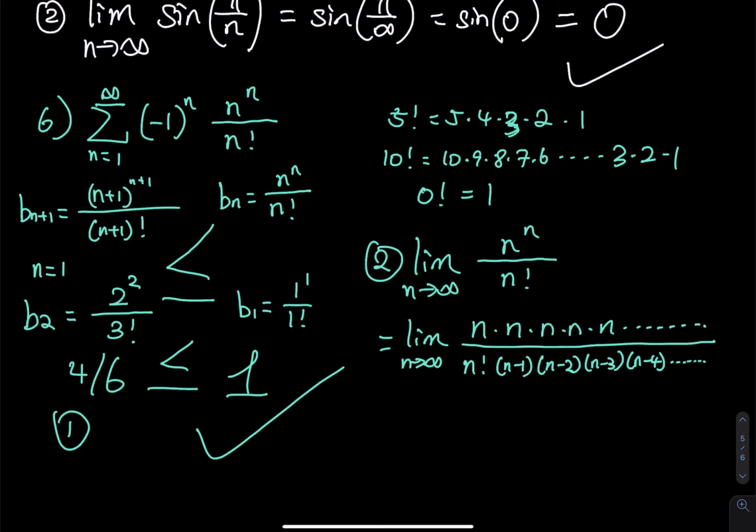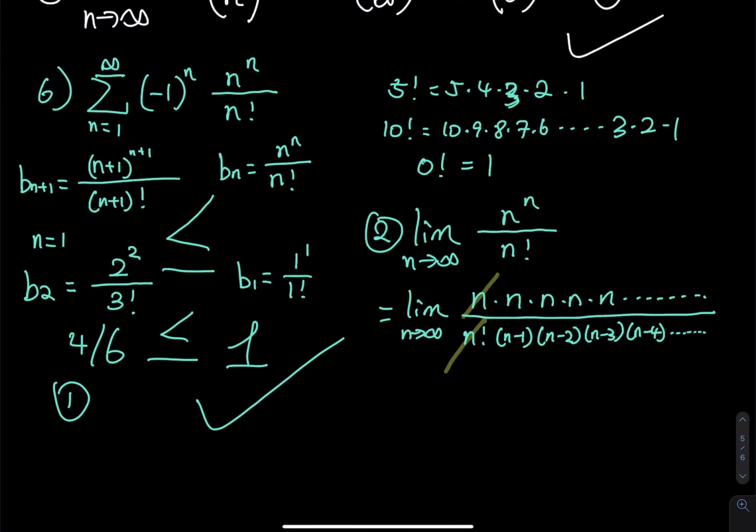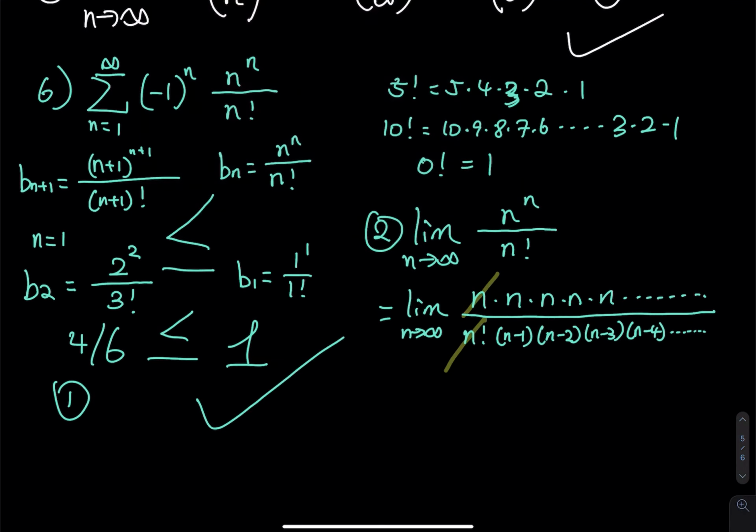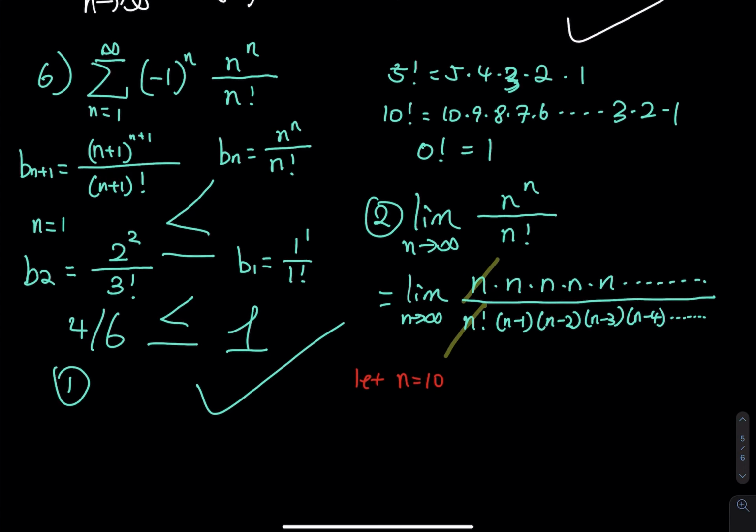So first of all, I see that this n got cancelled. Now, tell me, in order for this to be 0, the denominator has to be greater than the numerator, right? Is this true in this case? You are thinking, right? So let me give you an easier thought. Let's say n is equal to 10, just for example. And then the top will be a bunch of 10s multiplied together, right?